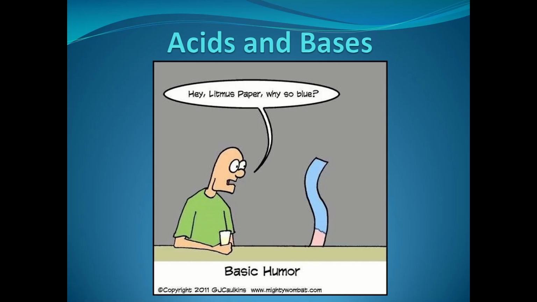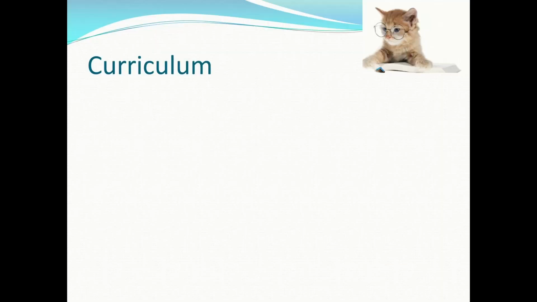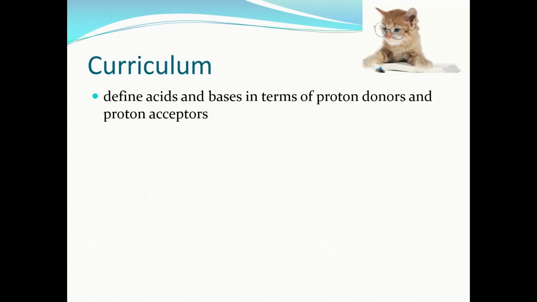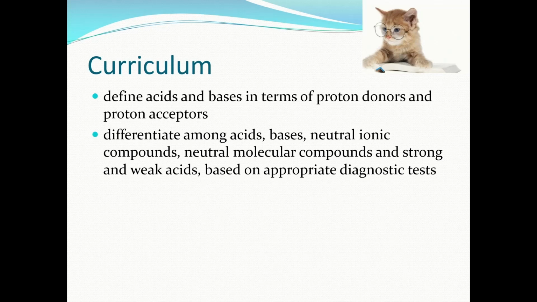So welcome to acids and bases. Things you need to know: define acids and bases in terms of proton donors and proton acceptors, and differentiate among acids, bases, neutral ionic, neutral molecular, strong acids, and weak acids, based on appropriate diagnostic tests.